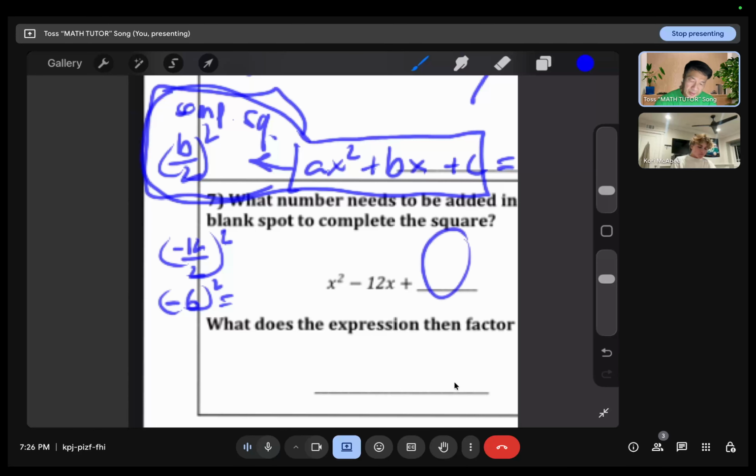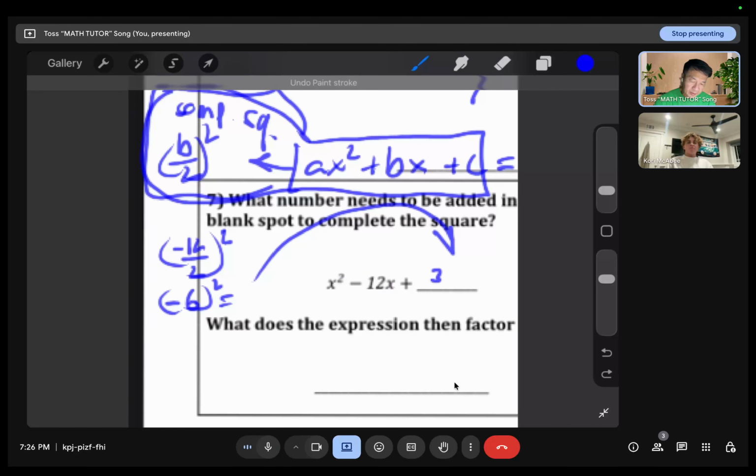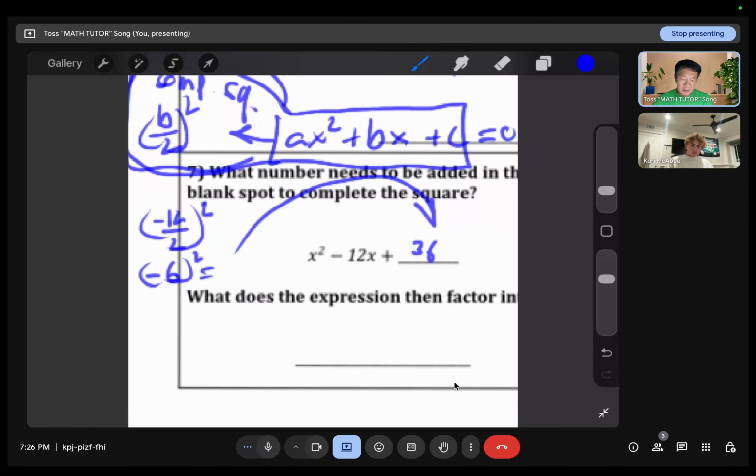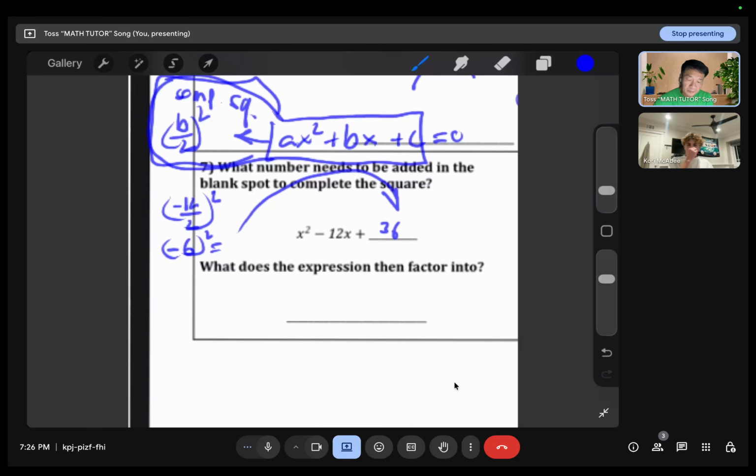Whatever this is, you're going to put it here. So it'll be 36. Always plus 36, because when you square it, it's always going to be positive. It doesn't matter if the b is plus or minus right there. So it'll be 36 here. So that is the answer. Now, for the first part, you have to finish it by factoring it.